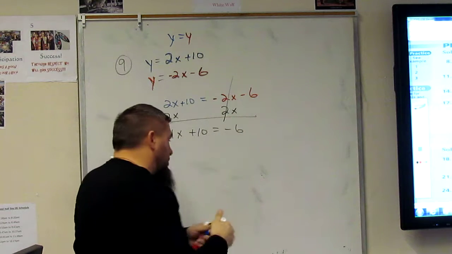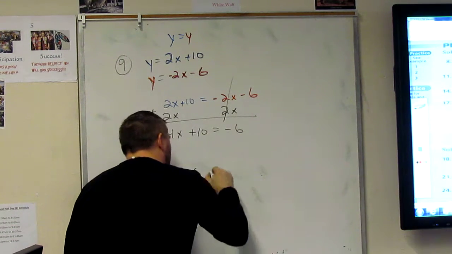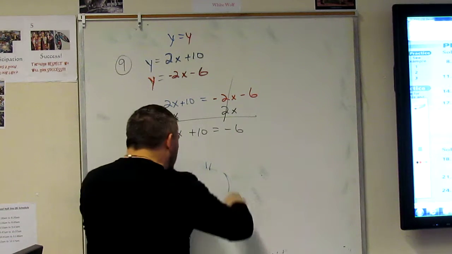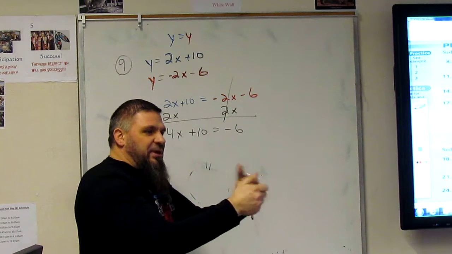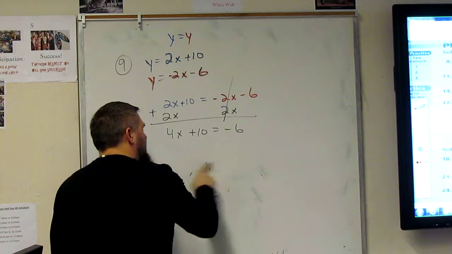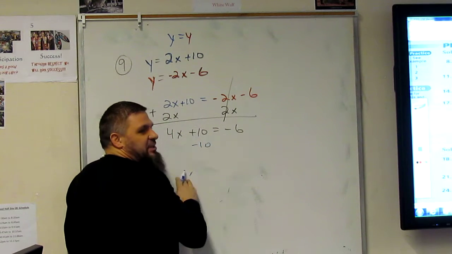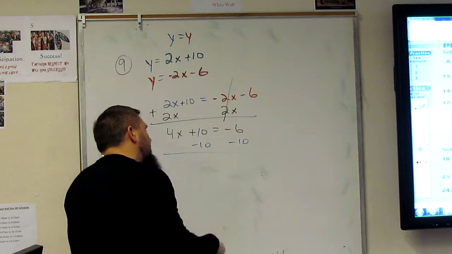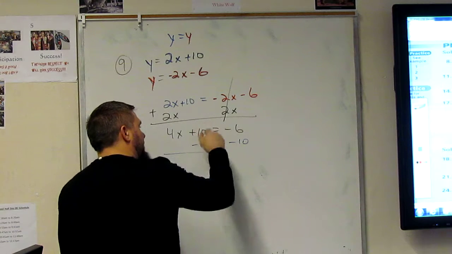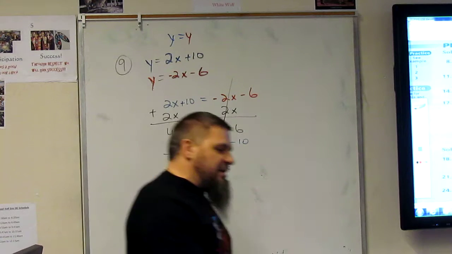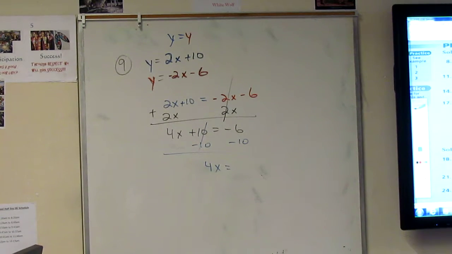Remember, it's like an onion. You got to get that outside off. The outside's the easy part. That's the stuff that wrinkles. It's all dead skin. It comes right off. That's the easy part. Just do the opposite. Minus 10. Minus 10. Right? This becomes nothing, so you have 4x. And what is negative 6 minus 10? If I owe $6 and I need 10 more... Negative 16. Okay?